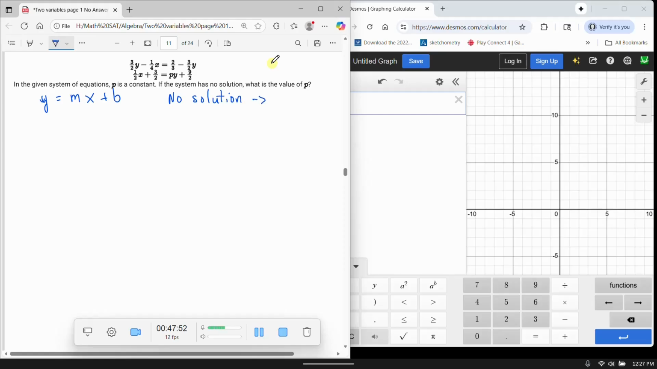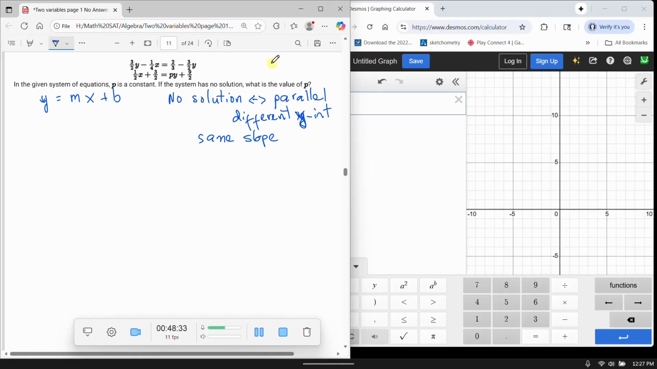if and only if it's parallel, with a different x-intercept, a different y-intercept. So how do we prove the two lines are parallel? They have to have the same slope. So that's the way that we should go for it. So let's go for it.